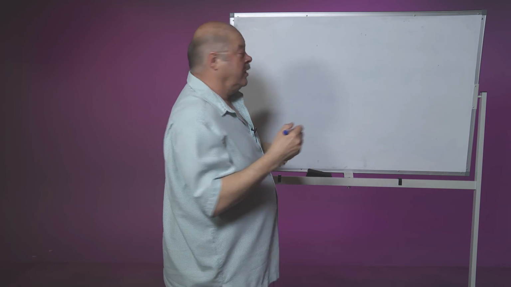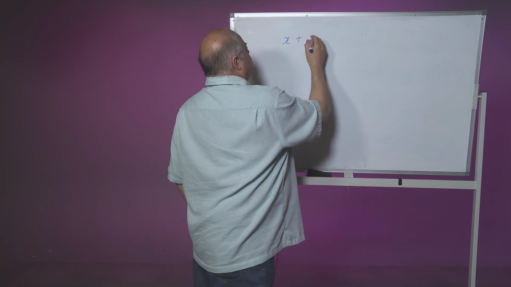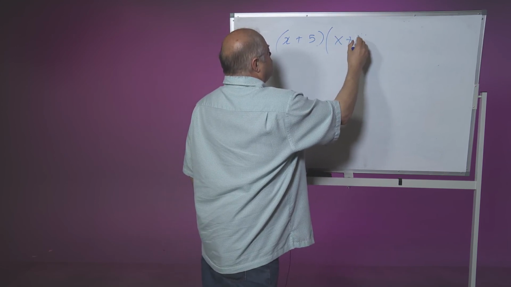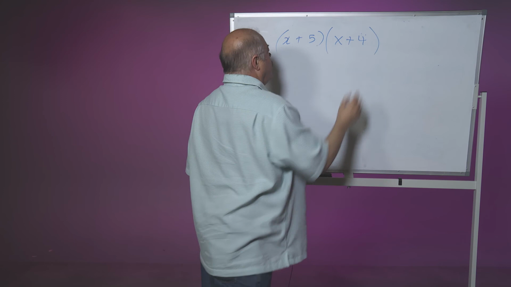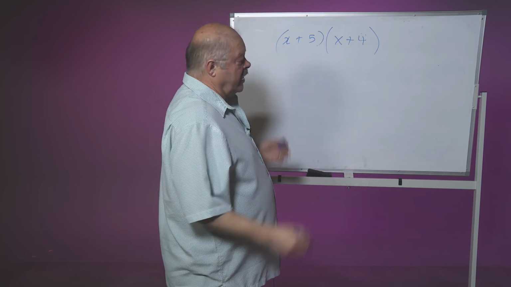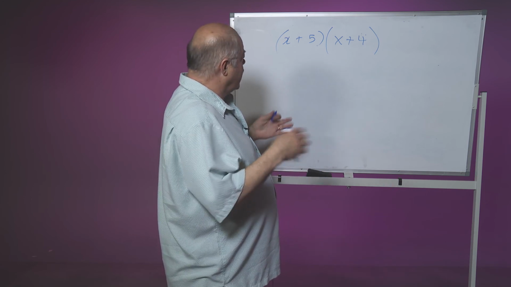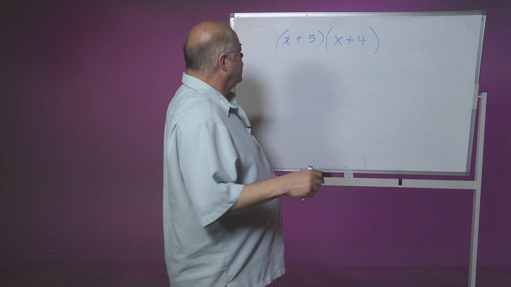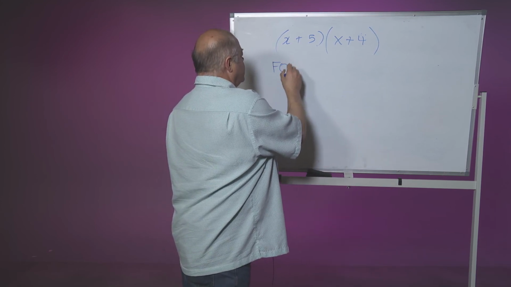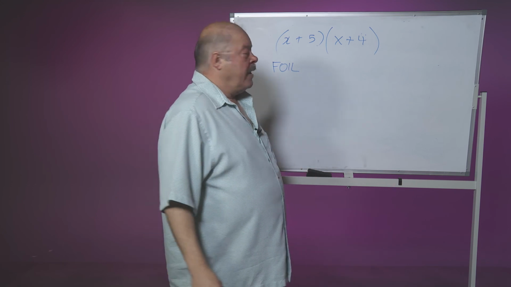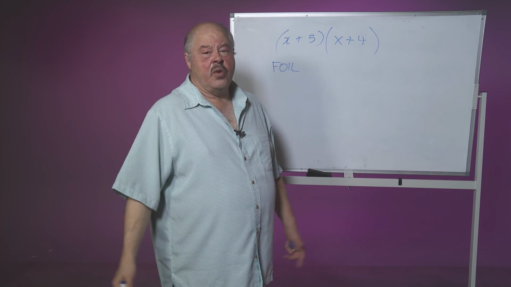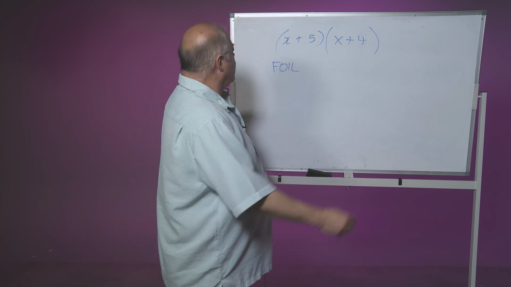So we use a different letter. Let's do x plus 5 all times x plus 4. They're saying multiply this times this to get an answer that's got multiple terms in it, like we did on the last example. Using the FOIL method, it tells us which order to multiply these. You don't have to do it this way, but it's a way that works really, really well. So we'll finish on this.